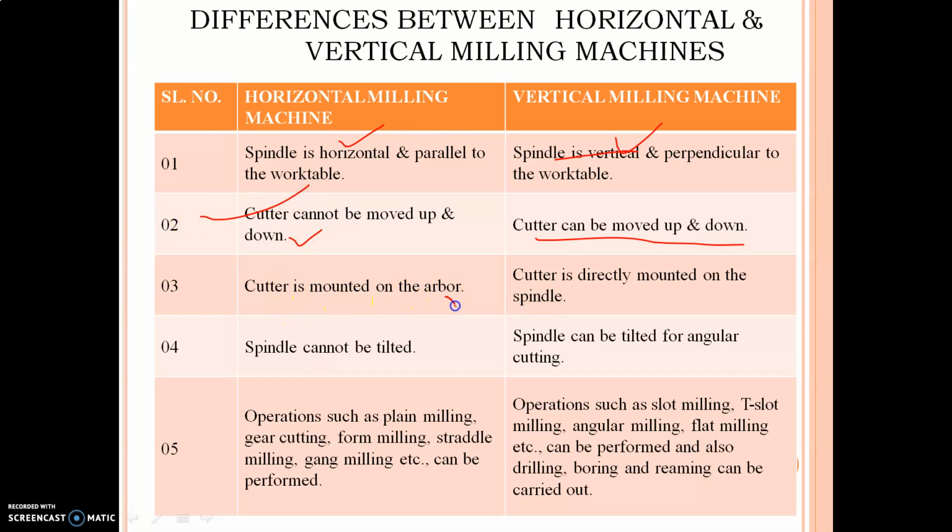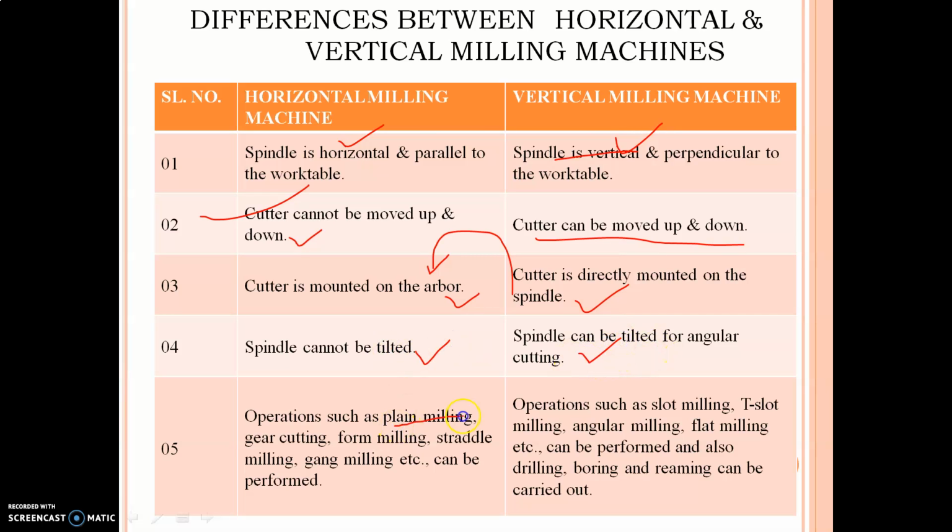Cutter is mounted on the arbor. Cutter is directly mounted on the spindle. So this is the major difference. Cutter is mounted on the arbor in the horizontal milling machine and cutter is directly mounted on the spindle in the vertical milling machine. Spindle cannot be tilted here, but the spindle can be tilted here for some angular cutting.